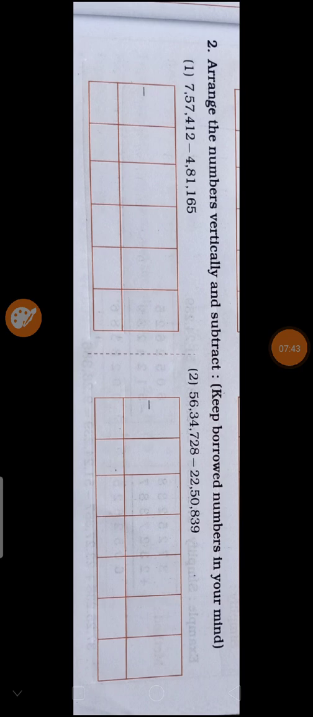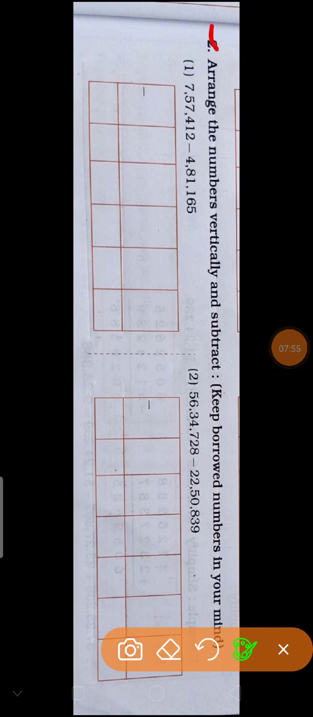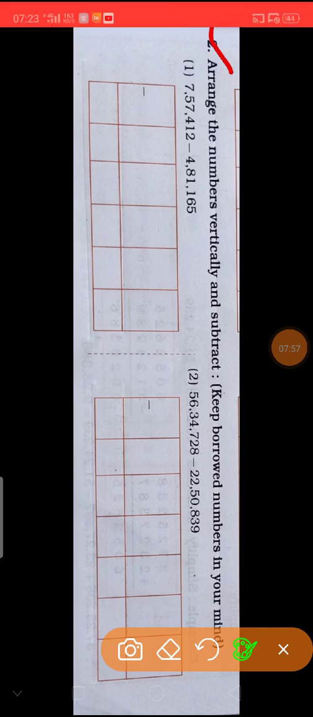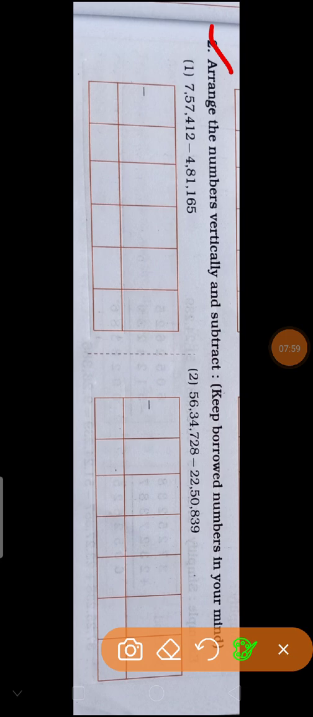Now see page number 20, page number 19 only, but question number 2. See here, all of you read this. Arrange the numbers vertically and subtract. Keep borrowed numbers in your mind. It means you don't have to write the borrowed number here, just keep it in mind. Okay, so see the first one.